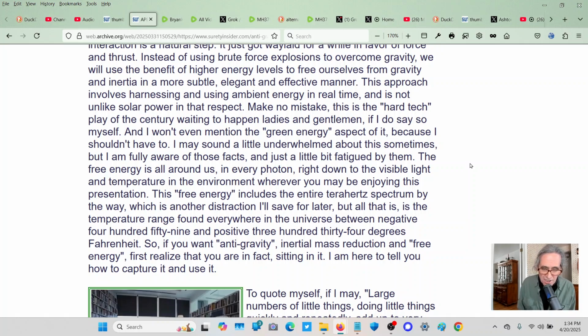This free energy includes the entire terahertz spectrum, by the way, which is another distraction I'll save for later, but all that is the temperature range found everywhere in the universe, between negative 459 Fahrenheit, the temperature of space, conveniently, which is minus 272 Celsius, also known as 2.7 Kelvin, nicknamed 3K, as in 3K CMBR, cosmic microwave background radiation, which is the photons that permeate the universe.